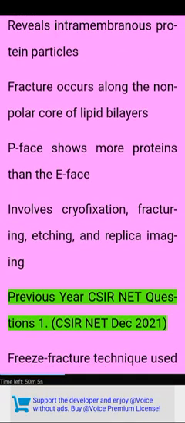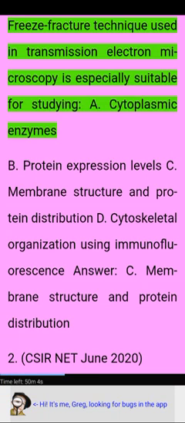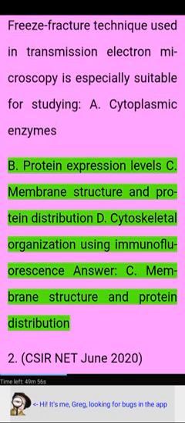Previous year CSIR NET questions. 1. CSIR NET December 2021. Freeze fracture technique used in transmission electron microscopy is especially suitable for studying: A. Cytoplasmic enzymes. B. Protein expression level. C. Membrane structure and protein distribution. D. Cytoskeletal organization using immunofluorescence. Answer: C. Membrane structure and protein distribution.